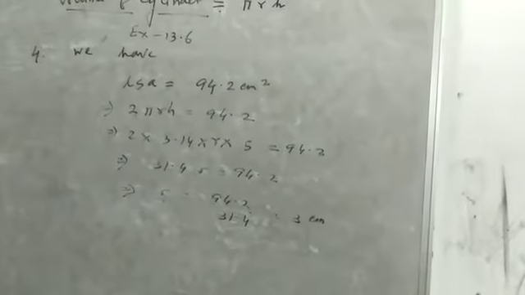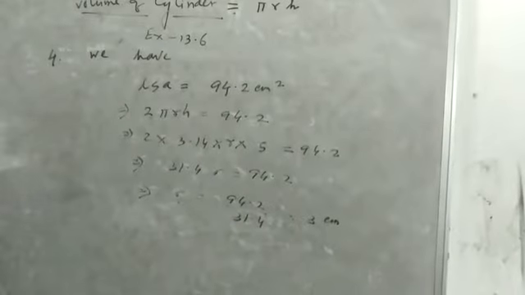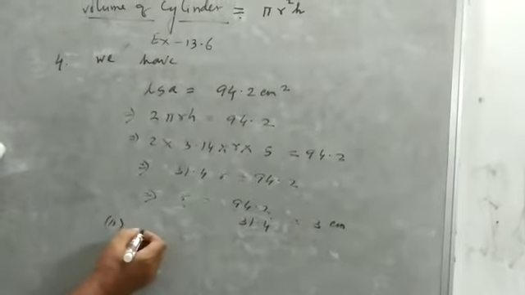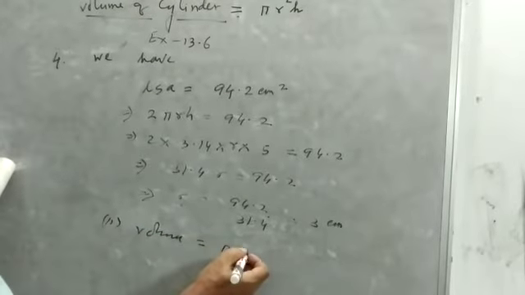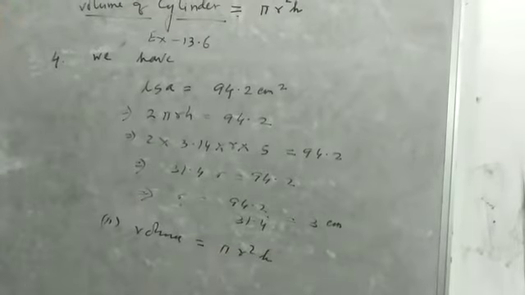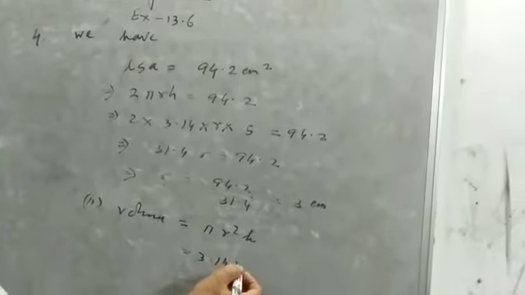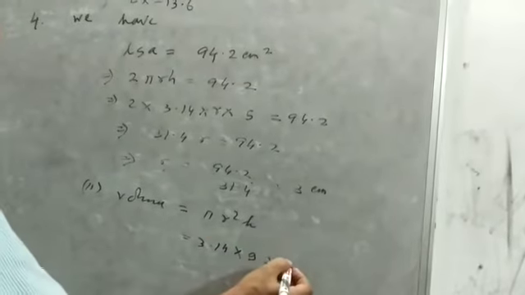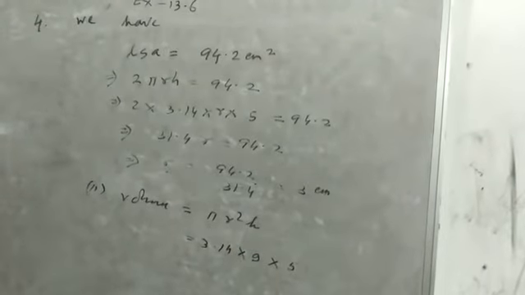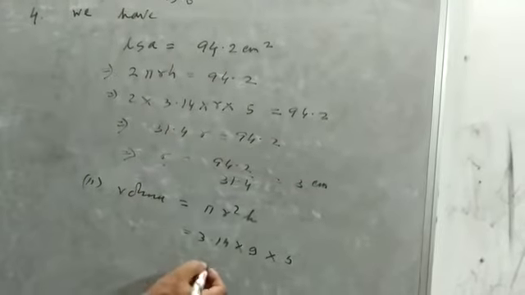So radius is equal to 3 centimeter. The first part we got the answer, 3 centimeter. Second part, volume. You know that volume is pi r square h. Then pi is 3.14, the radius we got is 3, so it is 9, and the height is 5 centimeter.